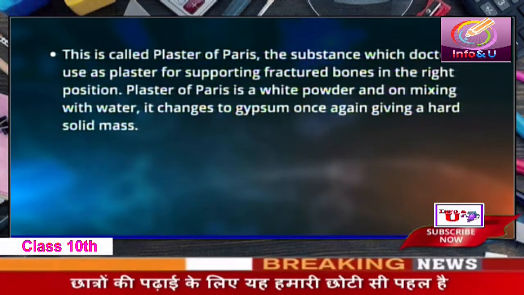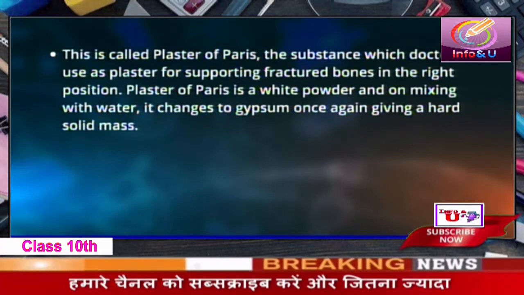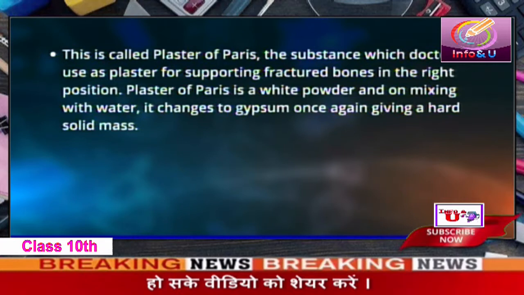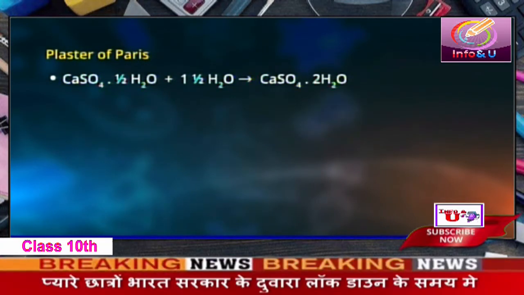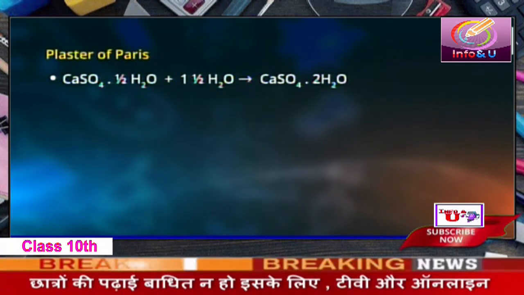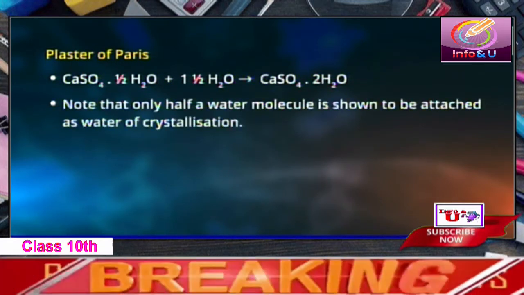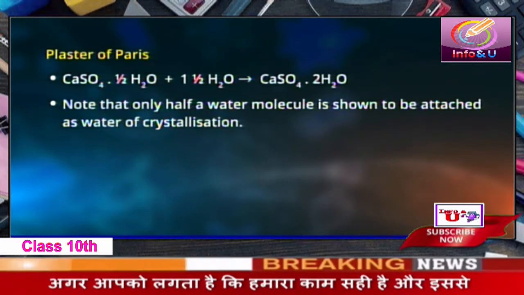Plaster of Paris is a white powder, and on mixing with water, it changes back to gypsum, giving us a hard, solid mass. Let us write the reaction. Calcium sulfate dot half H2O plus 1.5 molecules of water gives us calcium sulfate dot twice H2O. Note that only half a molecule of water is shown to be attached as water of crystallization with calcium sulfate.